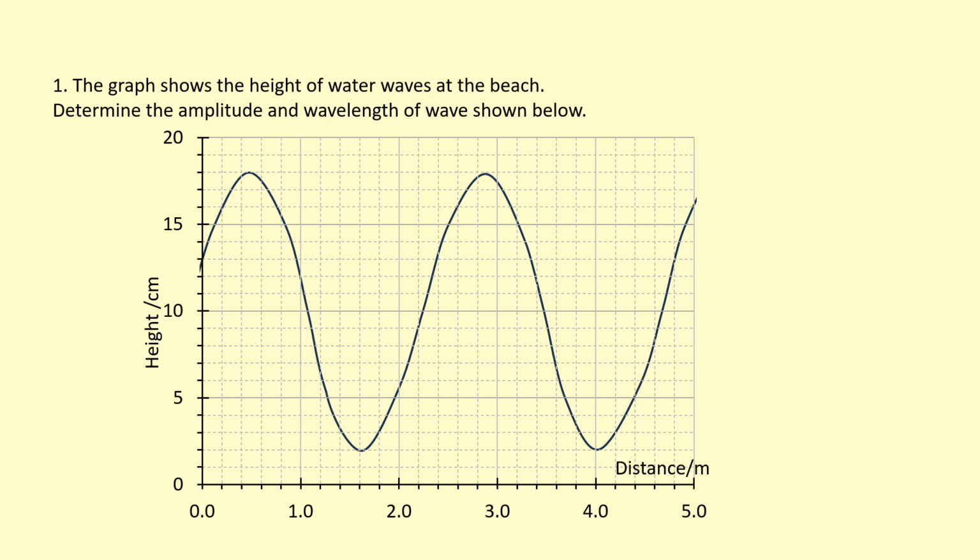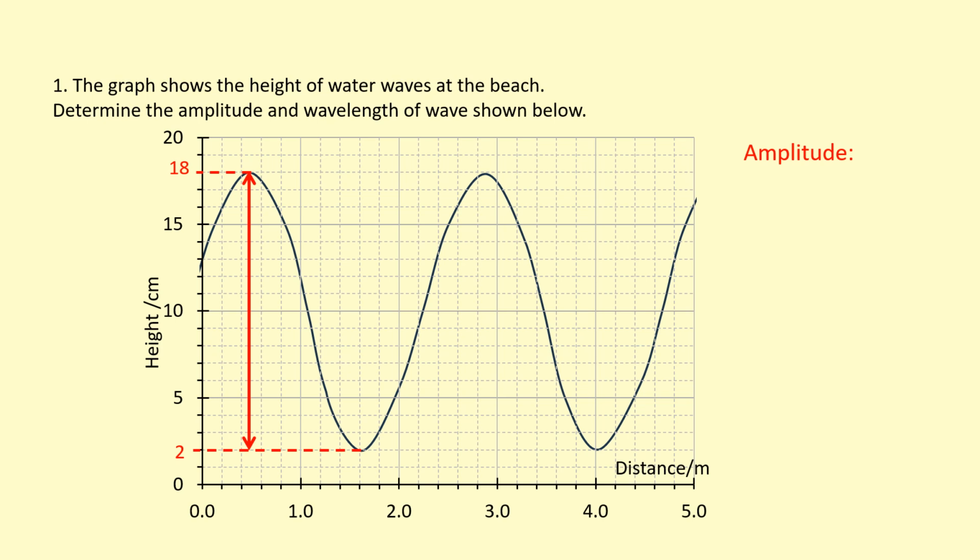Okay, example number 1. The graph shows the height of water waves at the beach. Determine the amplitude and wavelength of the waves shown. Okay, let's start with amplitude. So on the y-axis here, we don't actually have displacement of the wave. We have the height of the wave. So let's mark out the top and the bottom. At the very top, we have 8 centimeters height, and the bottom we have 2 centimeters height.